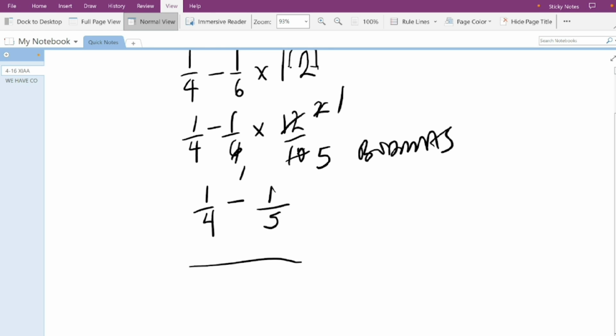The LCM of both 4 and 5 is 20. So we go 20 divided by 4, that's 5. 5 times 1, that's 5. Then we have 20 divided by 5, that's 4. 4 times 1, that's 4, equals, then we have 5 minus 4, that's 1 over 20. Our final answer is 1 over 20.